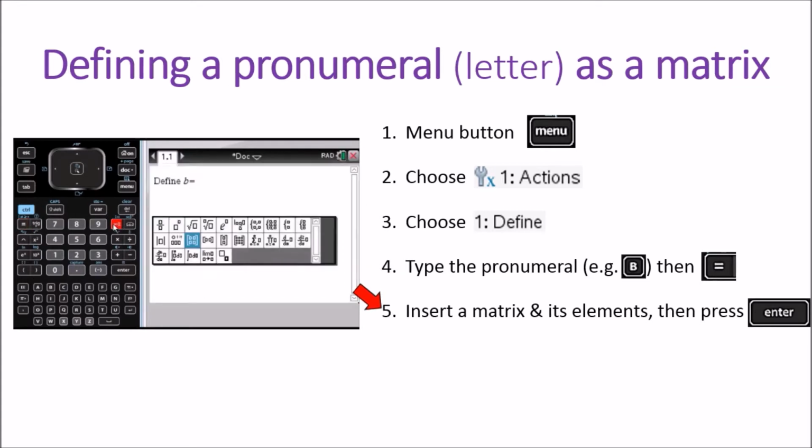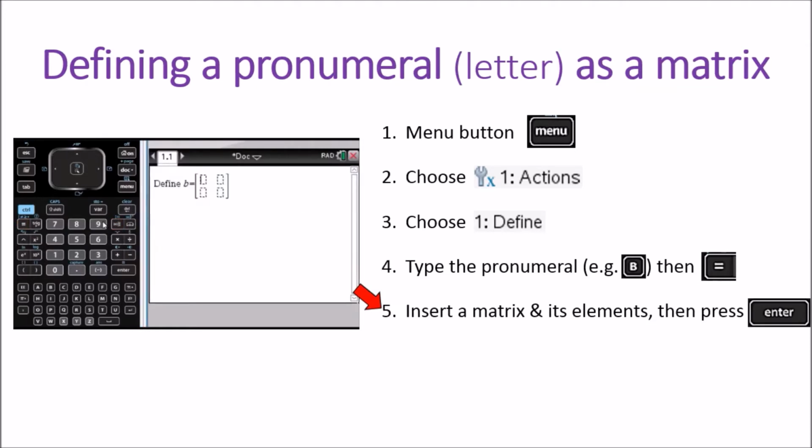So I'm going to insert another 2 by 2 matrix, and this time I'm going to use the elements 5, 6, 7, 8, and once I press enter, that pronumeral B is now that matrix 5, 6, 7, 8.